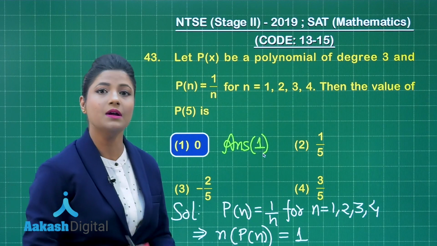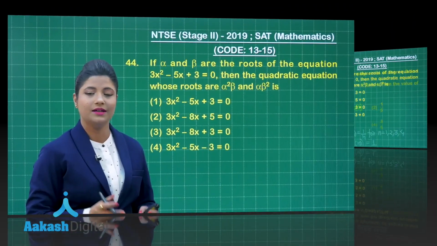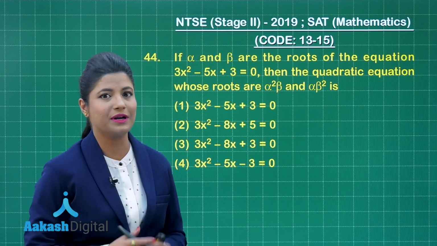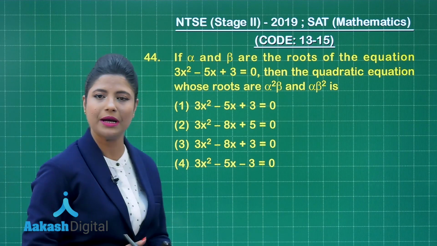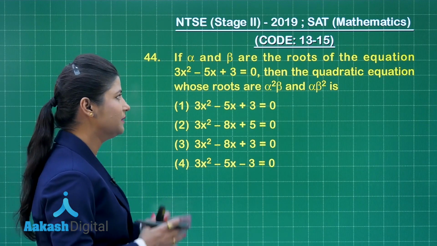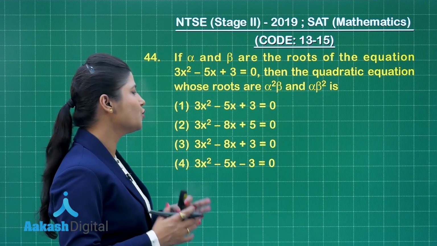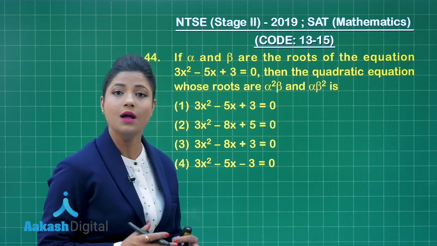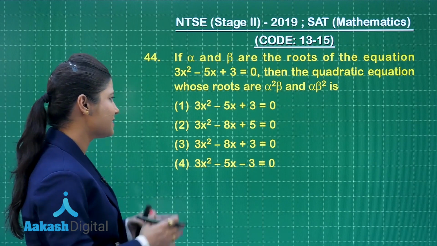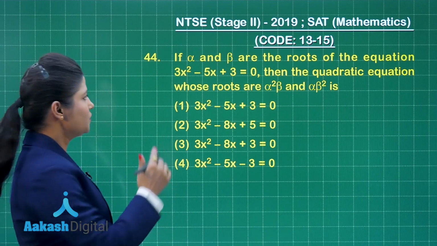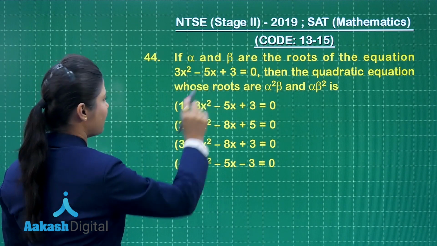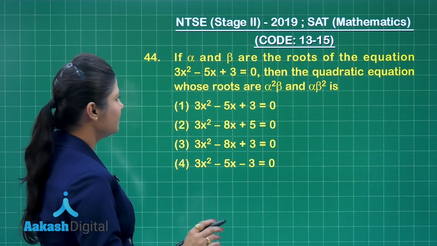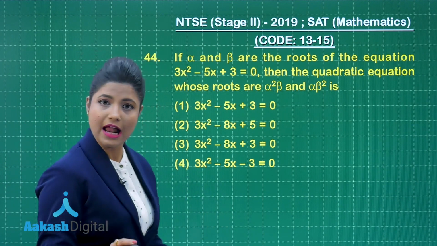Let's take up now question number 44. Here I have question number 44. It states that if alpha and beta are the roots of the equation 3x square minus 5x plus 3 equal to 0, then the quadratic equation whose roots are alpha square beta and beta square alpha is, out of these 4 options. So, according to this given equation, that is 3x square minus 5x plus 3, I can get a clear idea that its roots are alpha and beta.